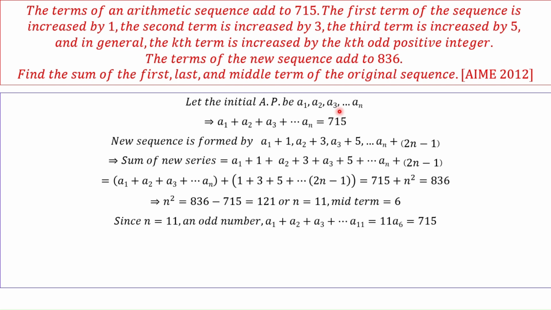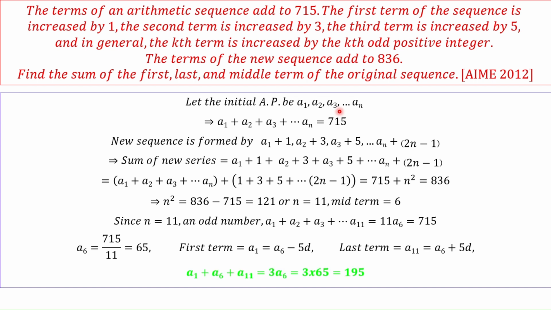Since n equals 11, an odd integer, the sum of all this is 11 a6, which is 715. So a6 is 65, I got. The first term will be a6 minus 5d, the last term will be a6 plus 5d, correct? So the sum of first, last and midterm is equal to 3 times a6, which is 3 times 65, that is 195. This is the answer.